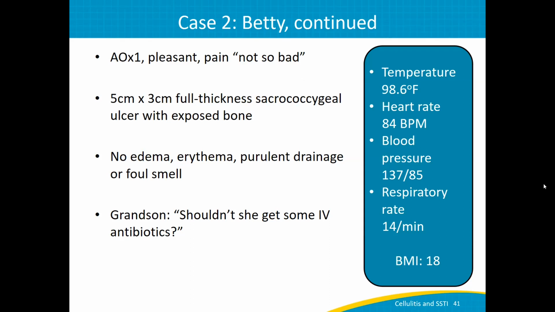So what would you want to say to Betty's grandson? That before we start treatment, we need to get the wound culture results, or that first we need to get an MRI to confirm whether she has osteomyelitis. Would you want to tell him that in this case, we can give her some oral antibiotics? They'll be just as good as IV. Or should we say, why don't we concentrate on improving her nutrition and protecting her skin?